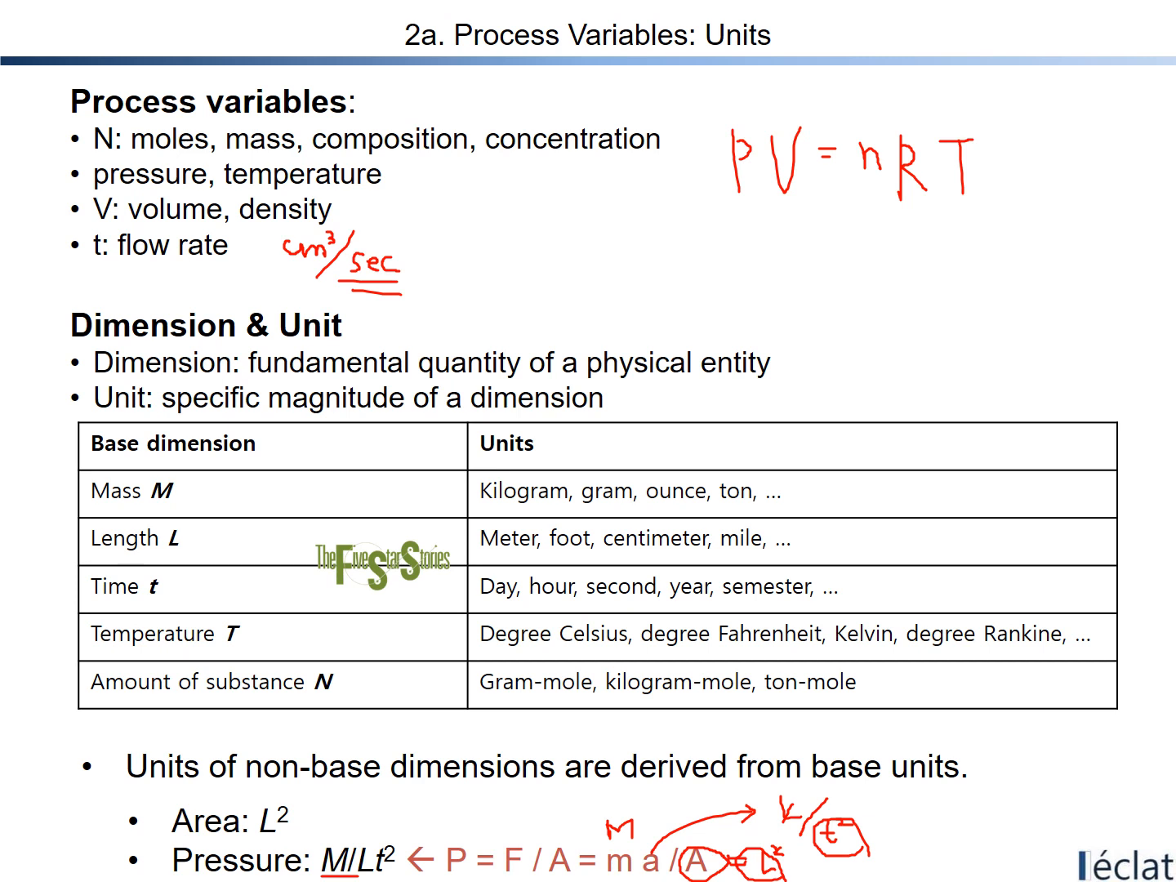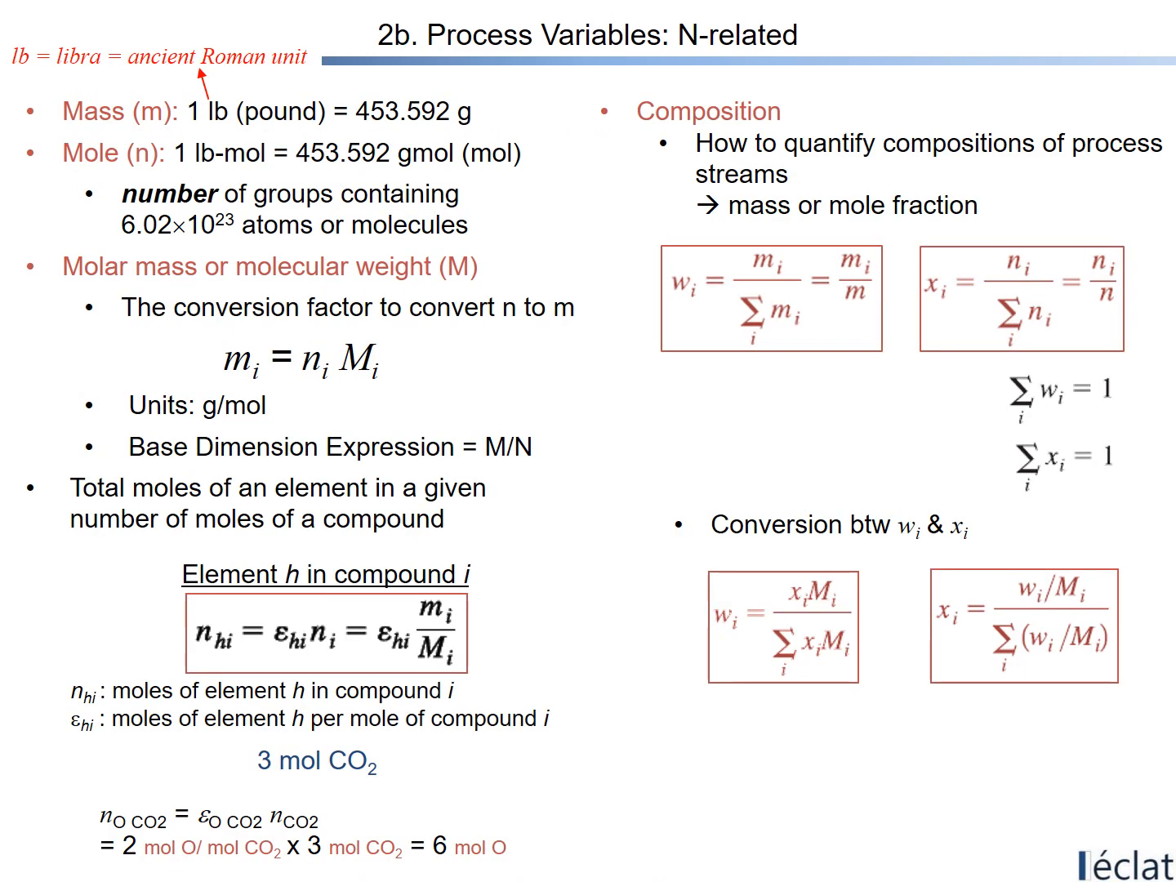Okay, so from now on, I will explain each of the process variables: number related variables, pressure and temperature, volume related variables, and time related variables. The first one is number related or n-related variables. The number related variables include mass and moles. The popular unit of mass is pound, 1 pound, or 1 gram, or 1 kilogram, and so on.